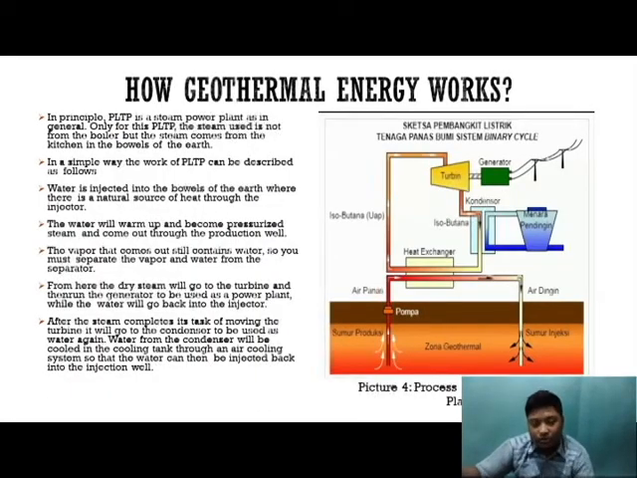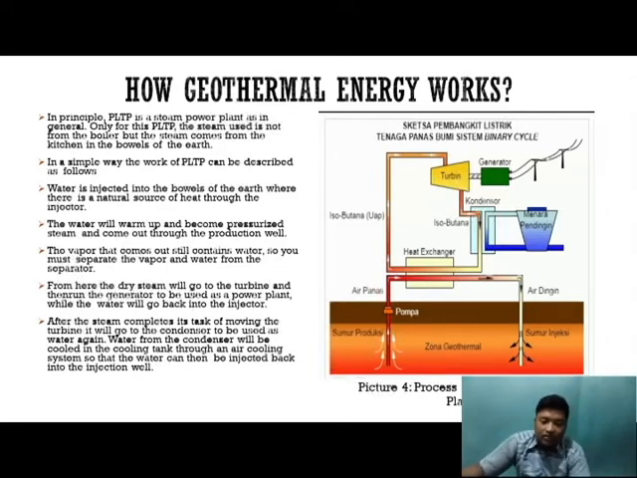How geothermal energy works. In principle, geothermal energy is a steam power plant as in general. Only for this geothermal, the steam used is not from the boiler, but the steam comes from the kitchen in the bowels of the earth. In simple way, the work of geothermal power plants can be described as follows.